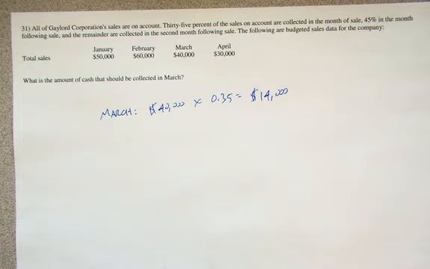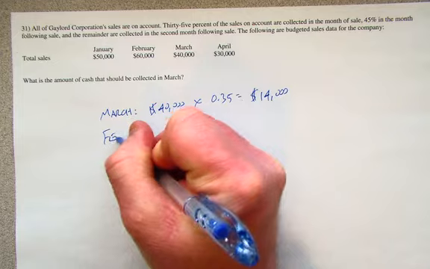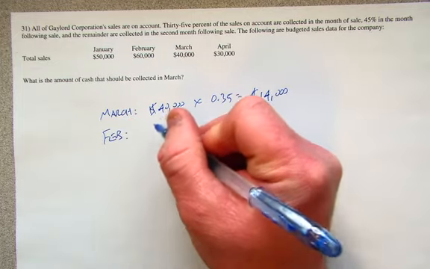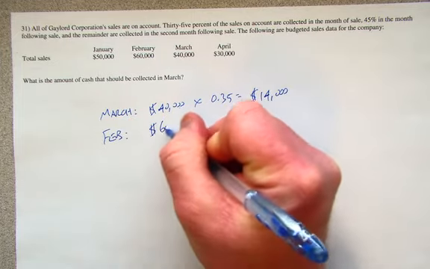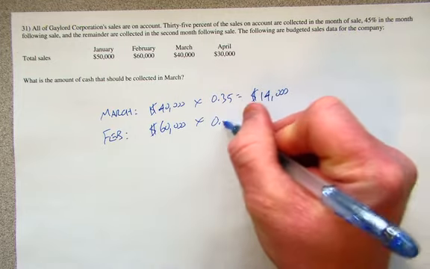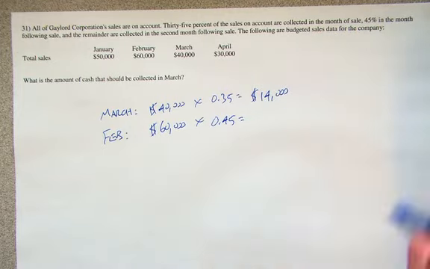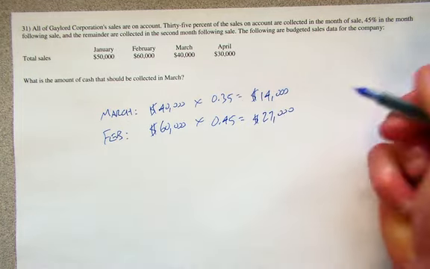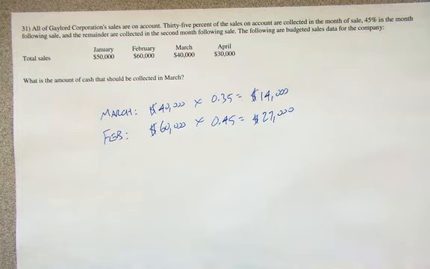Now, what else are we going to be collecting in March? Well, we're going to be collecting some of February's sales in the month of March, and that's going to be 45% of February's sales. If February had 60,000 of sales revenue, and 45% of that revenue will be collected in the month after the sale, we can take 60,000 times 0.45, and we can predict that 27,000 will get collected in the month of March.